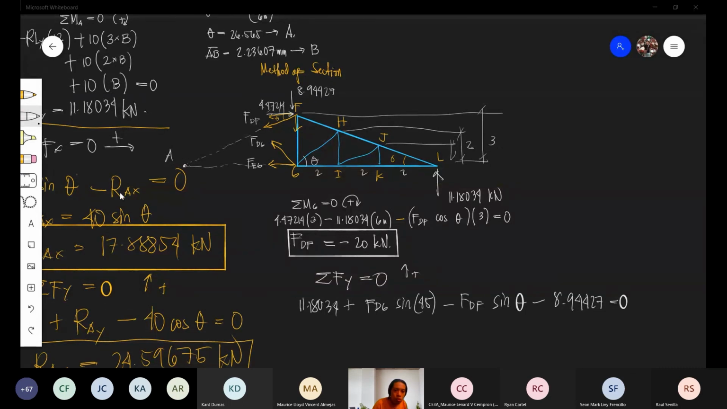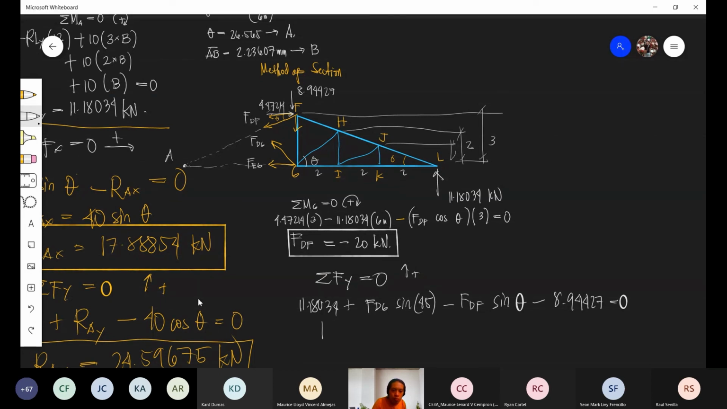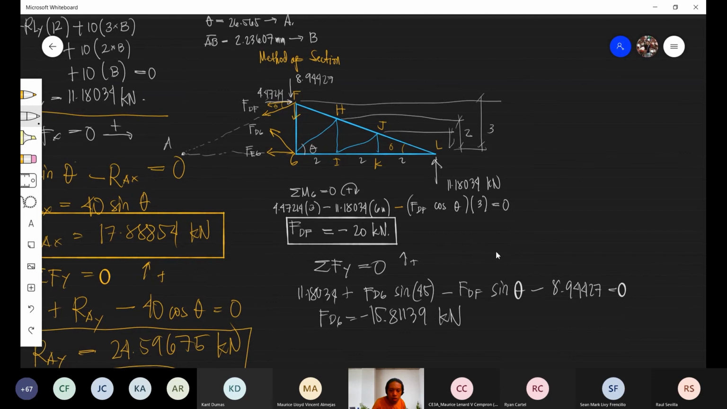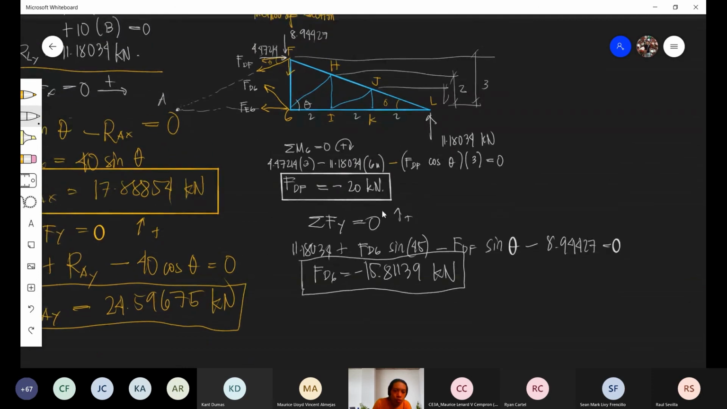So the unknown, the answer is FDG is negative 15. Did you get the same answer? This is in kilonewton. Negative 15. Yes, sir. So, FDG is compression dapat. Okay? Compression. Pero okay lang yan. Sunod. Solving for the value of FEG.